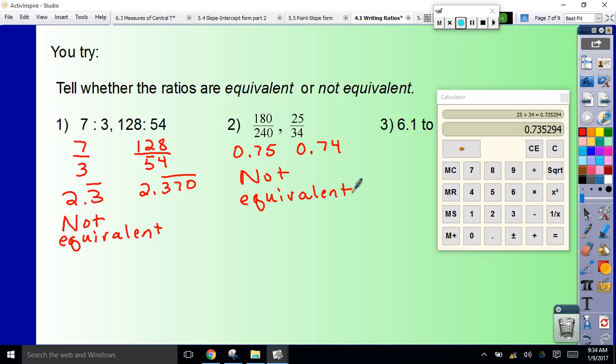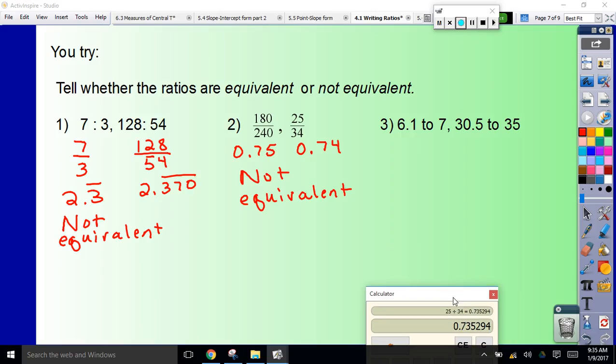Mackenzie? I put 0.73. It's 0.735, so you would round up to 0.74. The important thing is that you notice they're not the same, but it is also important that you're rounding correctly, so it should round up. I'm going to just hide this calculator for a minute.